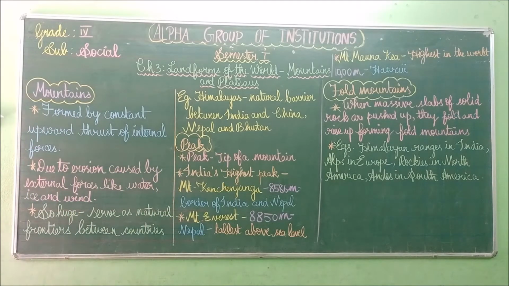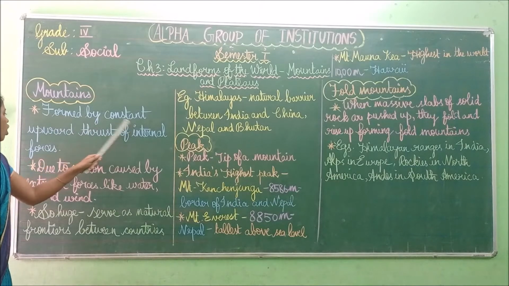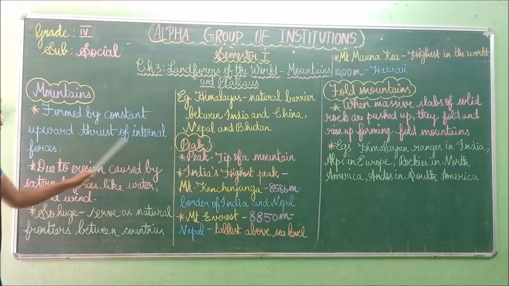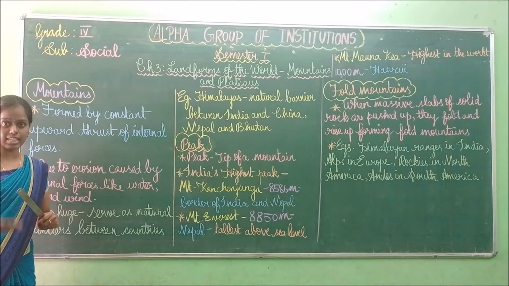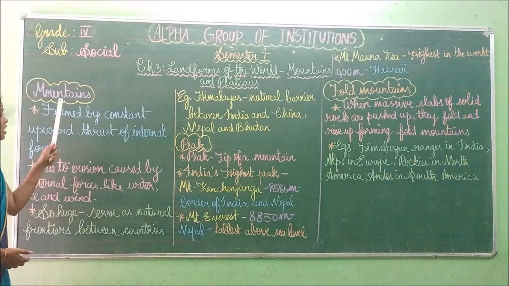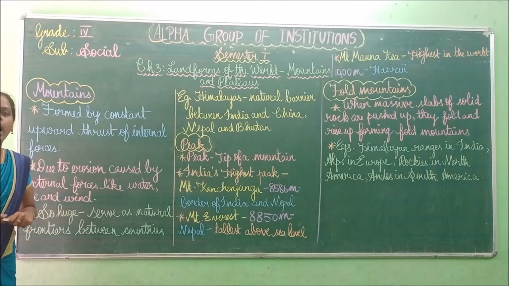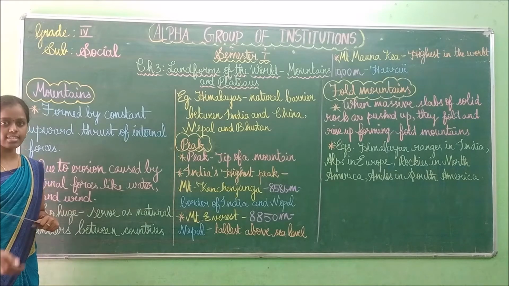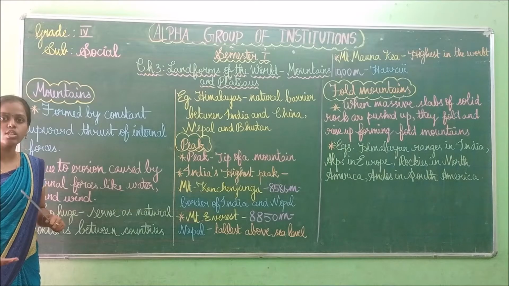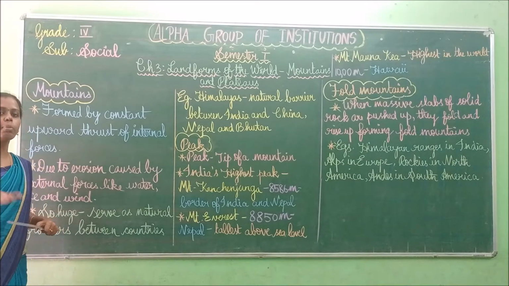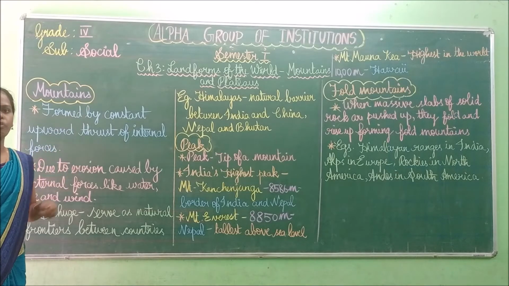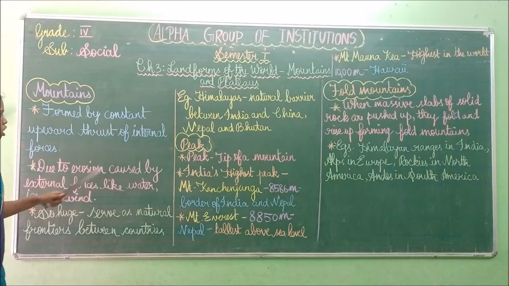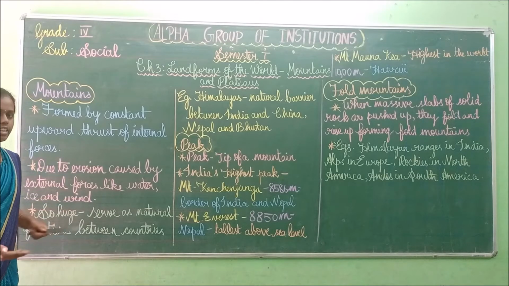See how mountains, what we can know about mountains we will see here. Formed by constant upward thrust of internal forces. So there are many things inside the earth. So these mountains are formed by the upward force. The things inside the earth will give a force in the upward direction. So because of that internal force, mountains are formed.